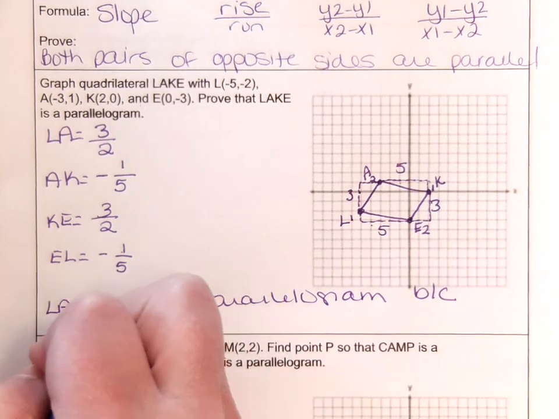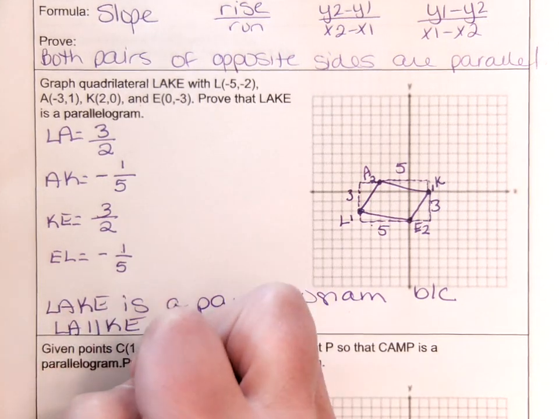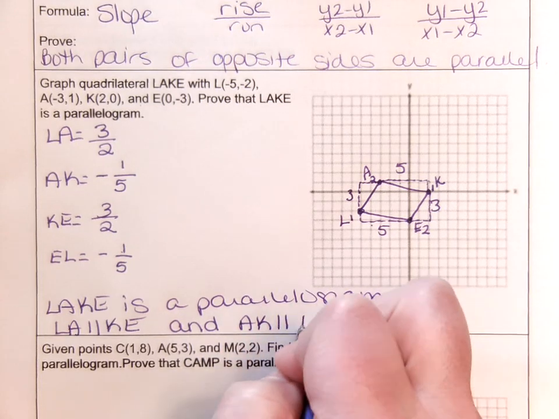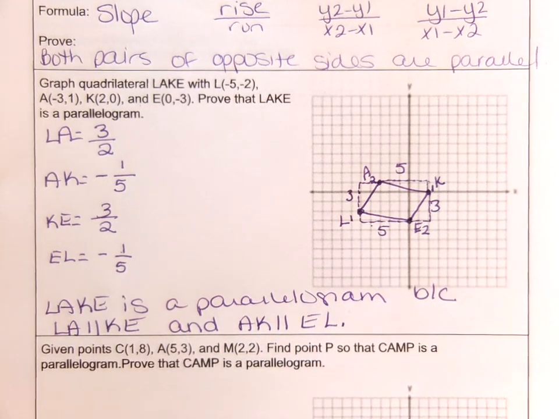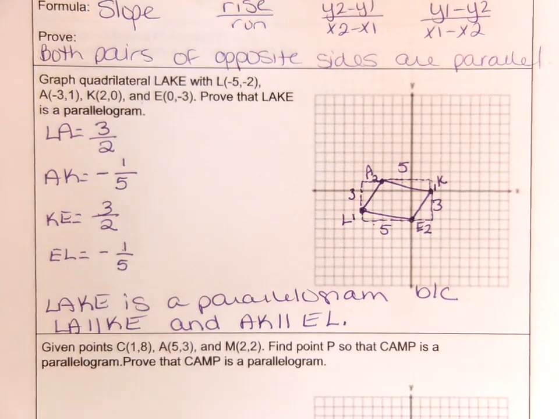because LA is parallel to KE and AK is parallel to EL. And that's all you have to write. A nice little concluding sentence about what you found. Let's try the next one.